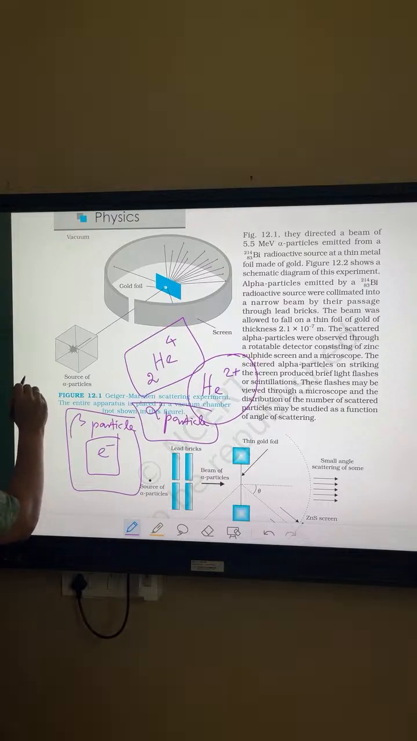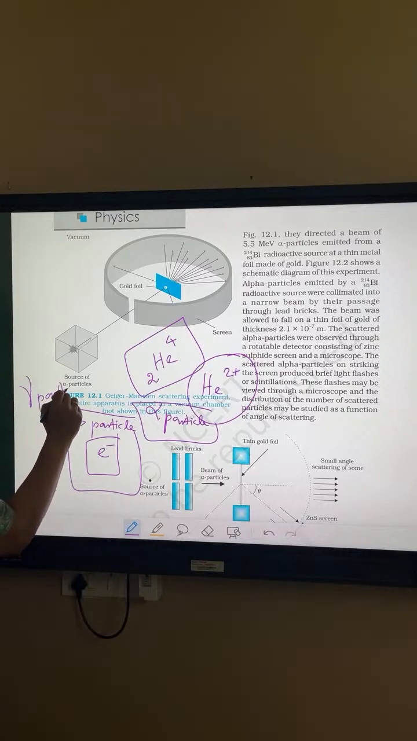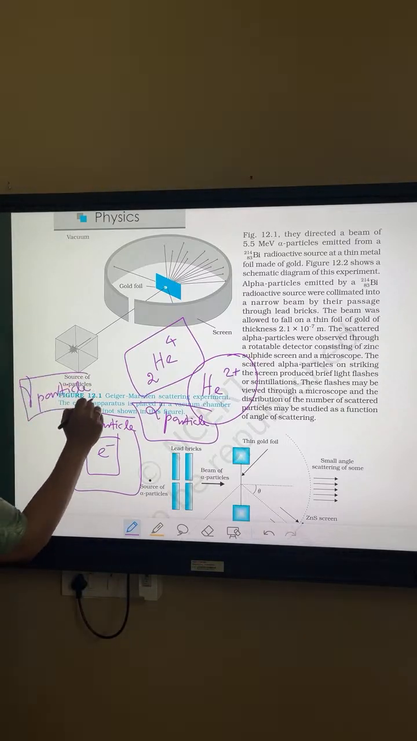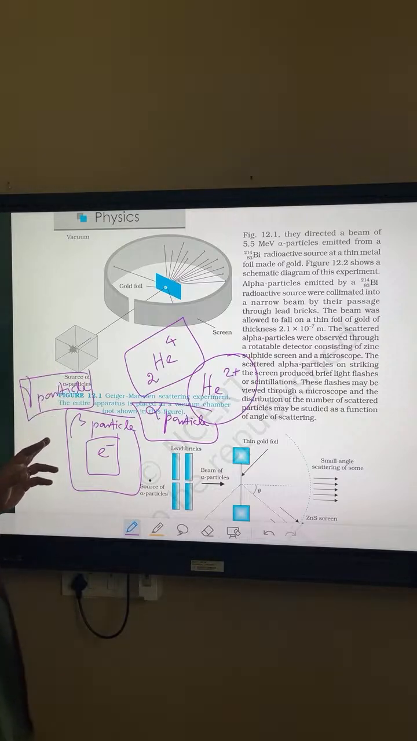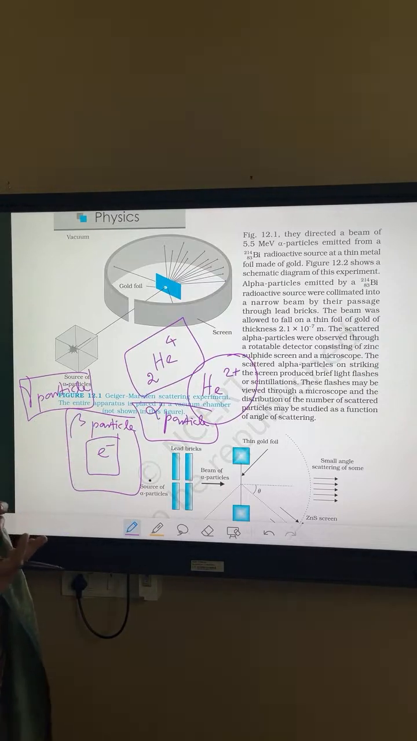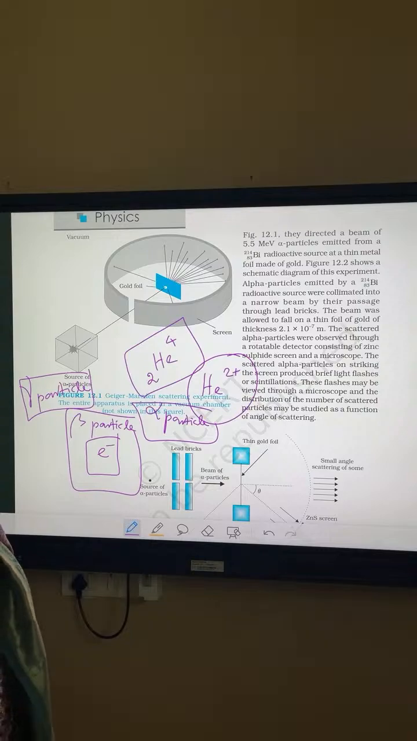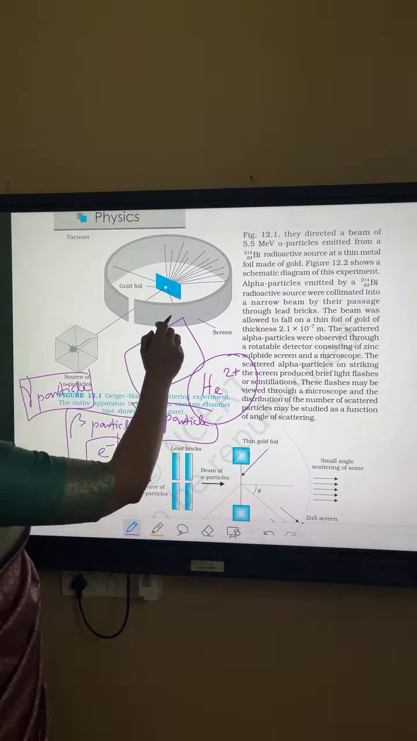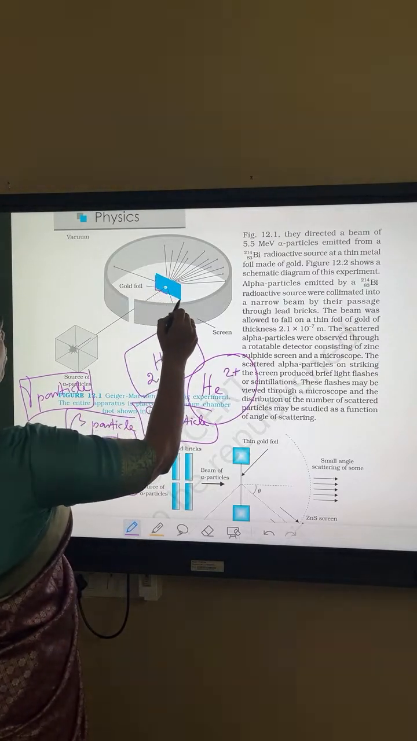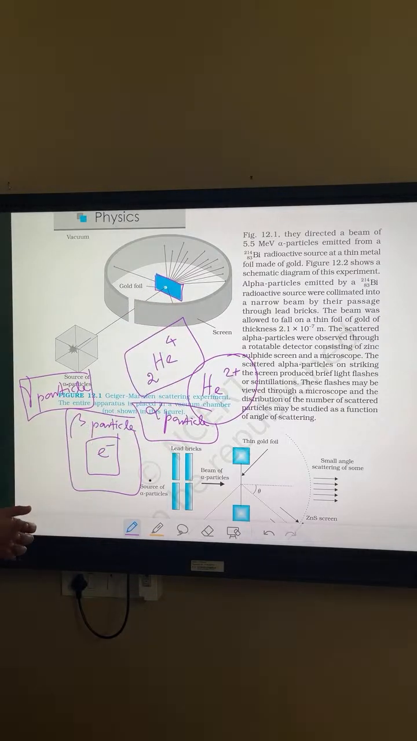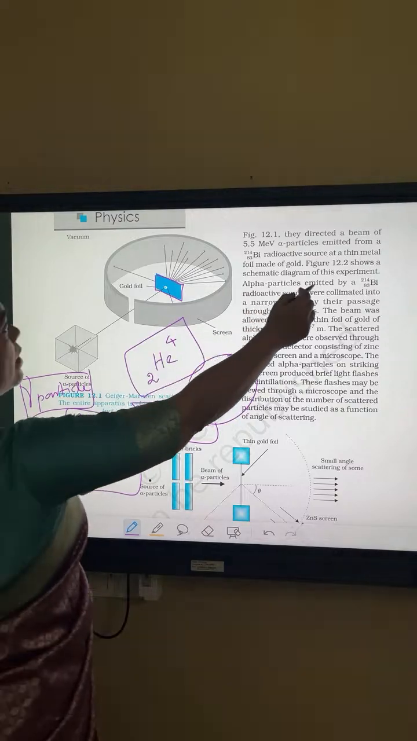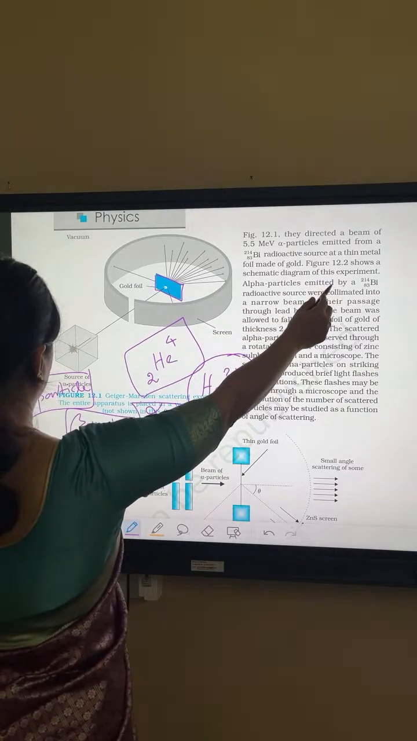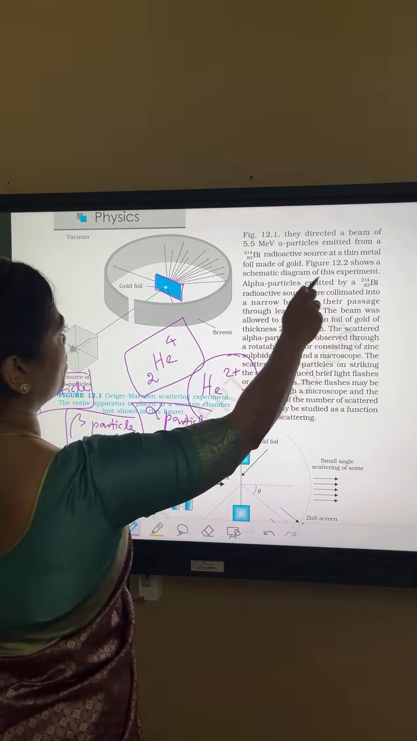Then there is the gamma ray also. It is highly radiating and very harmful also. So these are said to be atomic explosion or nuclear explosion. I will be coming to this. So what is it actually? It is a gold foil. It is acting as a metal target. Then what will happen? This is figure 12.2. Okay, this is next.